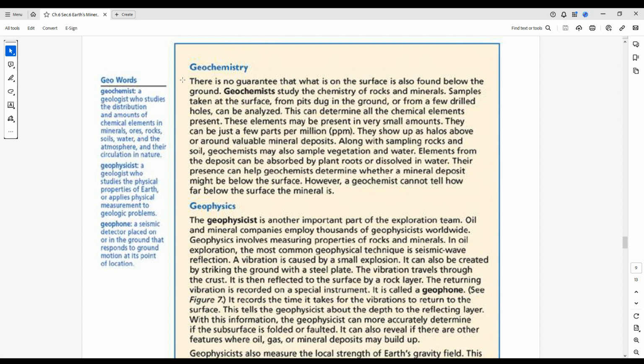Along with sampling rocks and soil, geochemists may also sample vegetation and water. Elements from the deposit can be absorbed by plant roots or dissolved in water. Their presence can help geochemists determine whether a mineral deposit might be below the surface. However, a geochemist cannot tell how far below the surface the mineral is.